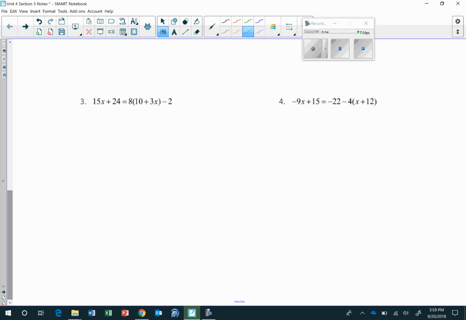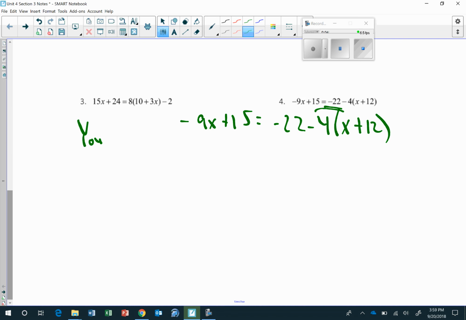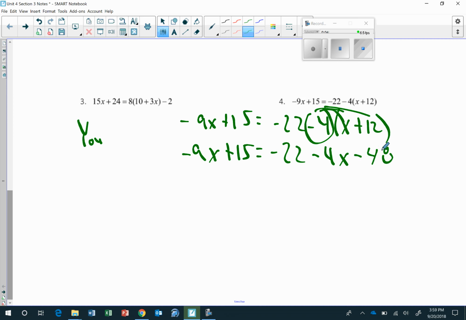I'm going to leave number 3 for you guys because I think 4 is a little bit harder, so I'm going to go over number 4. So I'm going to write it out. Negative 9x plus 15 equals negative 22 minus 4 times the quantity x plus 12. First step is distributive property. So when I rewrite this, I like to say that I'm doing negative 4 times x, so that's minus 4x. Negative 4 times 12, which is minus 48.